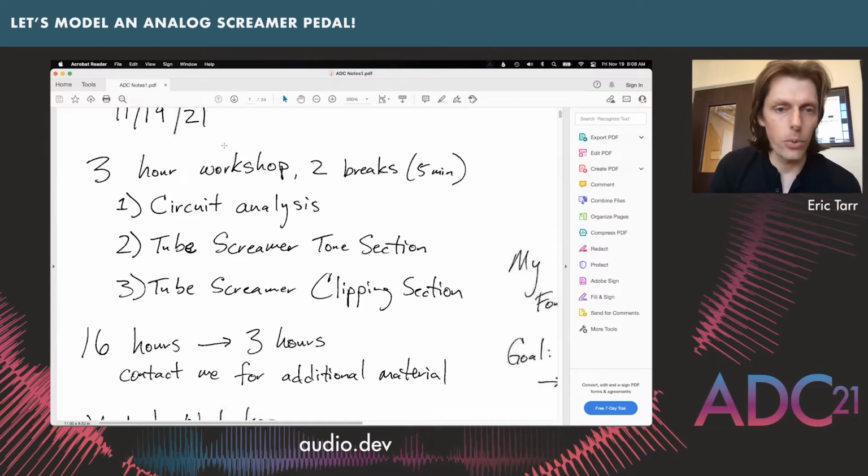So basically our workshop is broken up into 3 sections. One is going to be the circuit analysis background. I'm assuming that people don't have any experience analyzing a schematic, so we need to cover some of those basic things and ramp up from very simple things to things that are more complex. During the second hour, we're going to focus on the tone section of the Tube Screamer. Then our last hour will be on the clipping section of it. So that's where we're headed.